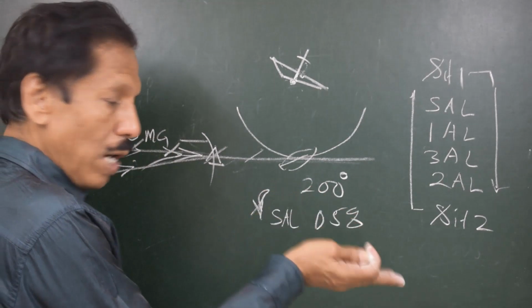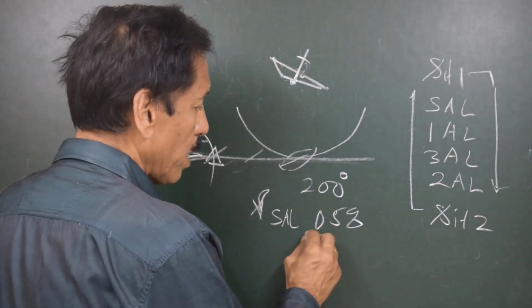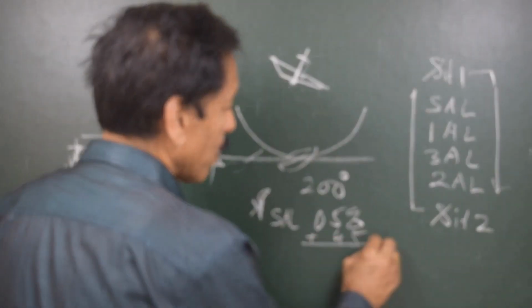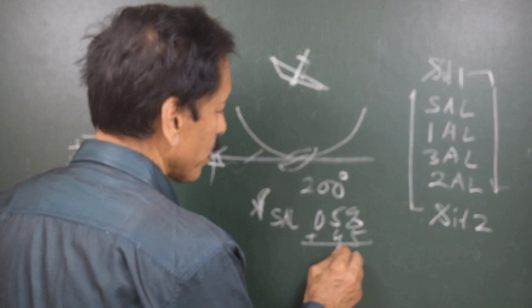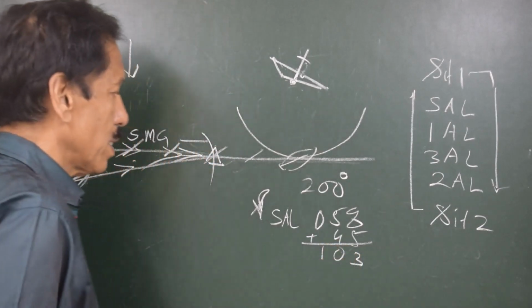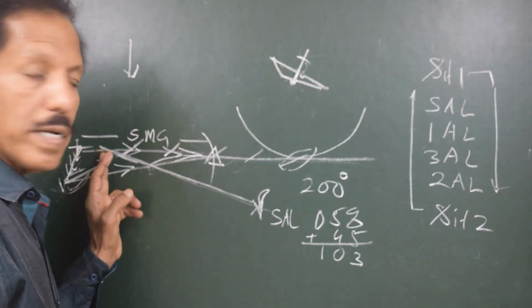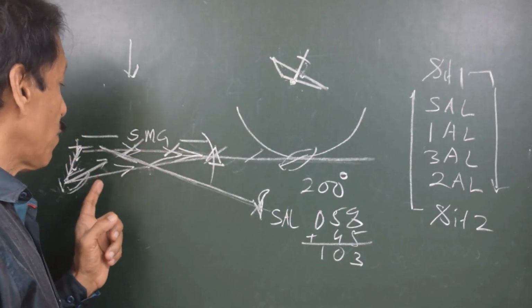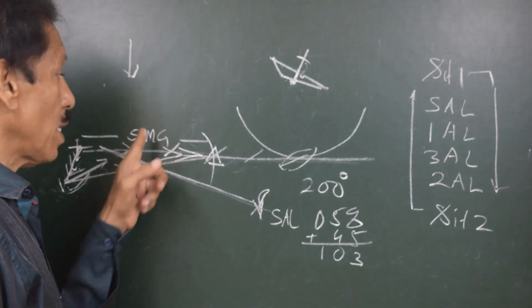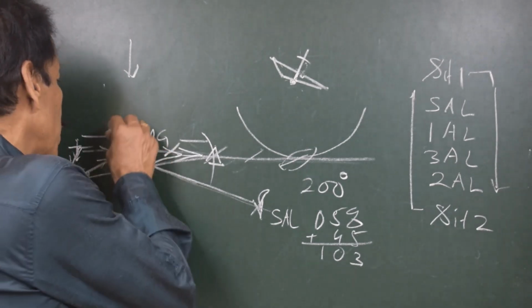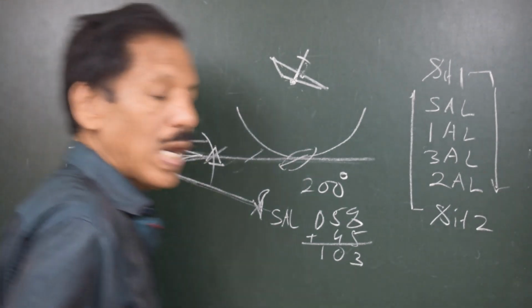The light is going to come on the starboard side. 058 plus 45 will give me 103 degrees. 103 is going to be something like this, right? And I also know that the ship is physically not on this line. Ship is physically on 2 arrow line. What time the ship will come over here will have to be found out.